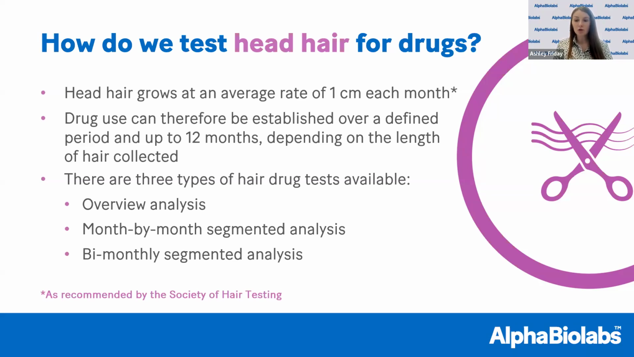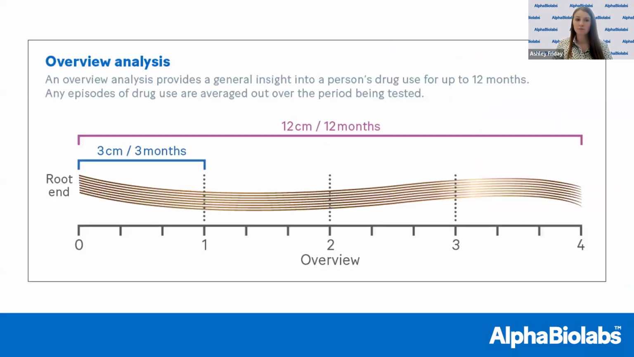We're going to have a look at those three options separately, for what you would be able to order if it was suitable for your client. The first one we're looking at is an overview. An overview analysis allows you to look at a wider period of time as a whole. On the screen now, you can see that if you had a client with 12 centimetres of head hair, that would cover 12 months, following that 1 centimetre per month rule. With an overview analysis, that would be broken down into 4 separate results, each result covering a 3-month period. If your client had 3 centimetres of head hair, for example, that would cover 3 months, and you'd just get the one result for that time frame as a whole.